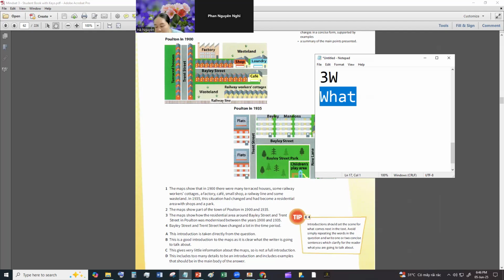Okay, so remember the first W is what? And the second W is? When? Okay, and the third W? Where? That's right. Okay, so some tasks have all three. Some tasks only have what and when, and some tasks only have what and where. So looking at this introduction, what is included in the introduction? Number 3. What W do you see in the introduction for number 3?